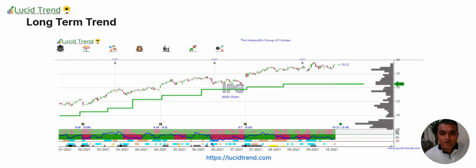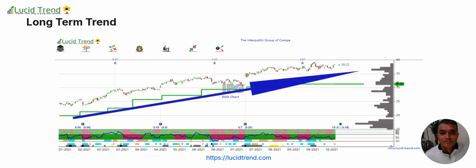Let's see the chart with long-term trend. As the system evaluates end-of-day data for candle patterns, it dynamically evaluates support and resistance levels based on the medium-term trend setting and concludes the long-term trend and outlook for the stock.